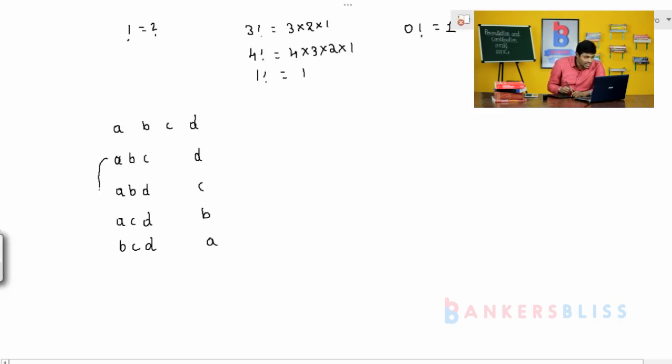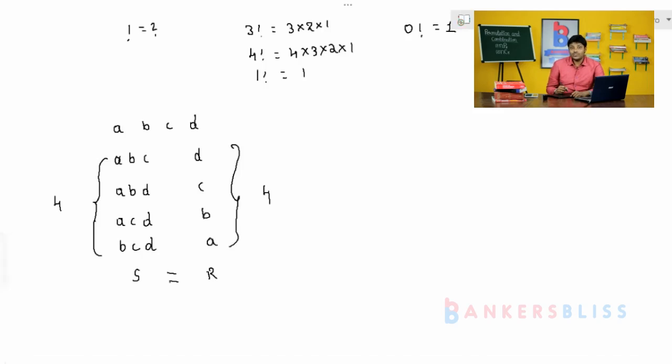So how many ways are there to select 3 among 4? You have 4 ways. Next, how many ways are there to reject 1 among 4? Again, there are 4 ways. So this is selection and this is rejection. The number of ways of selection is equal to the number of ways of rejection.